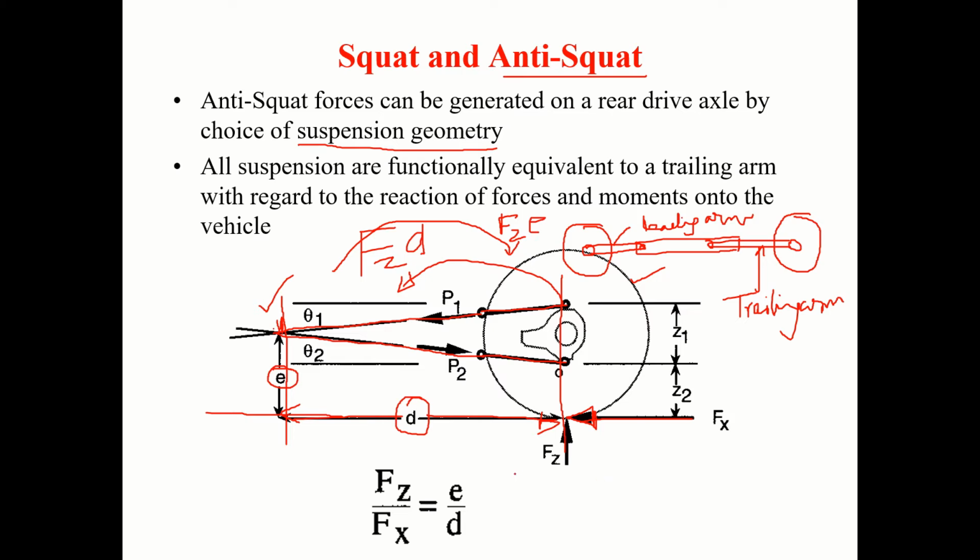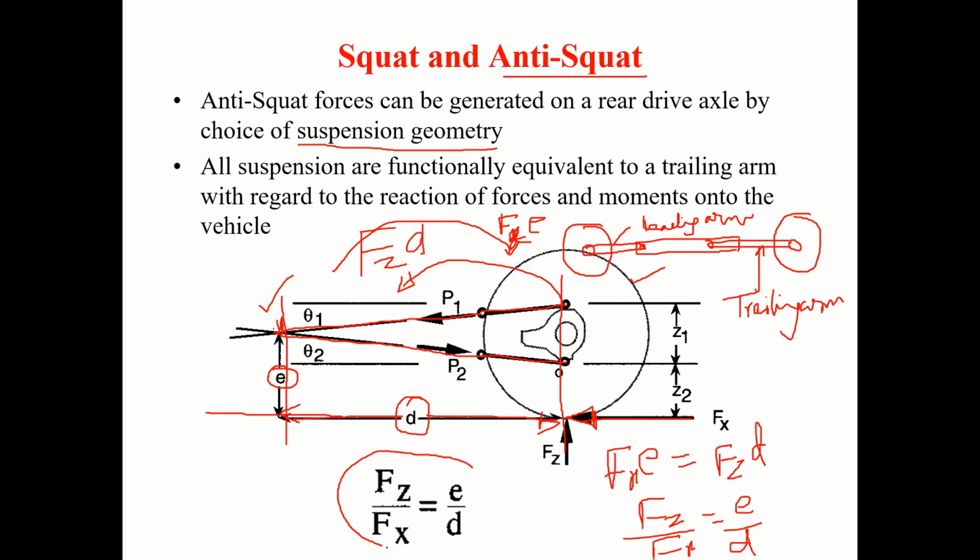So Fx into E is equal to Fz into d. So Fz by Fx is going to be E by d. So this is what the equilibrium equation is.